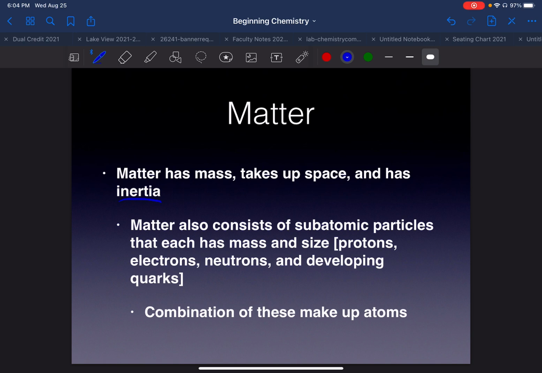Matter also consists of subatomic particles. Each has mass and size. As I mentioned in class, when you drill that down, you have protons, neutrons, electrons. When you drill that down, we believe that it's made up of quarks, and now we believe there's even something smaller than a quark. Again, items that we cannot necessarily see. A combination of these make up atoms.